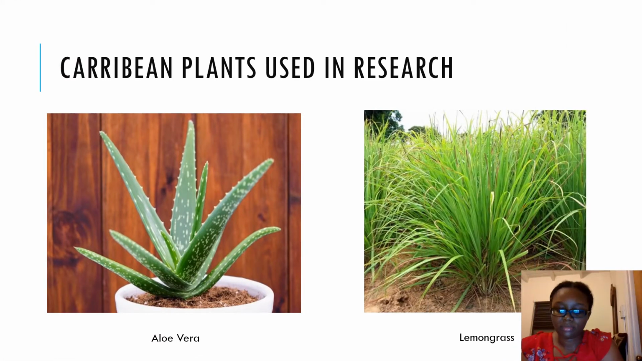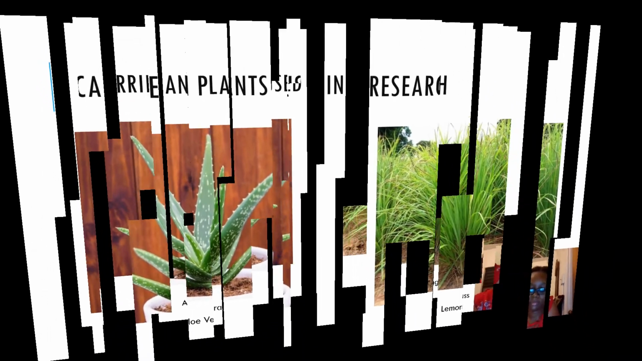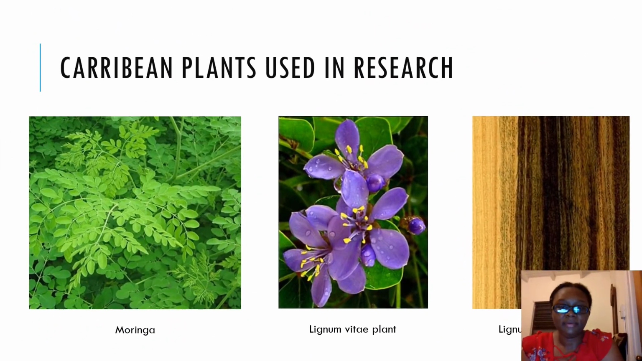This slide shows pictures of the Caribbean plants I have used in my research. We have aloe vera to the left, lemongrass to the right, we have the moringa plant to the far left, lignum vitae plant in the middle, and the lignum vitae bark of the wood of the tree on the right.